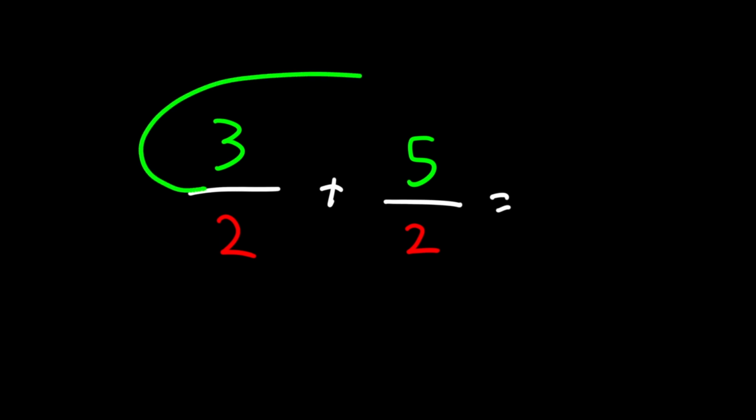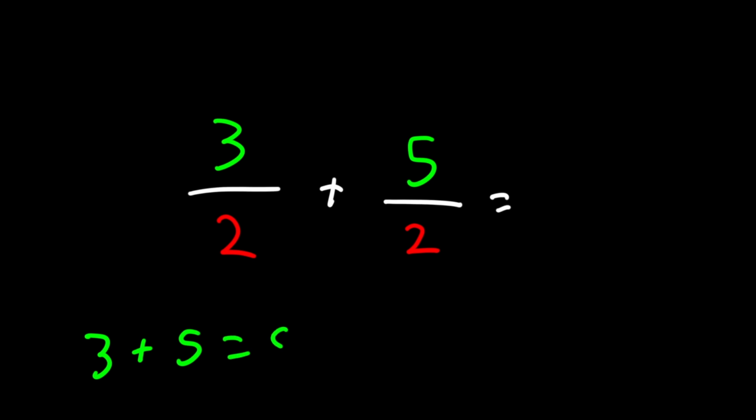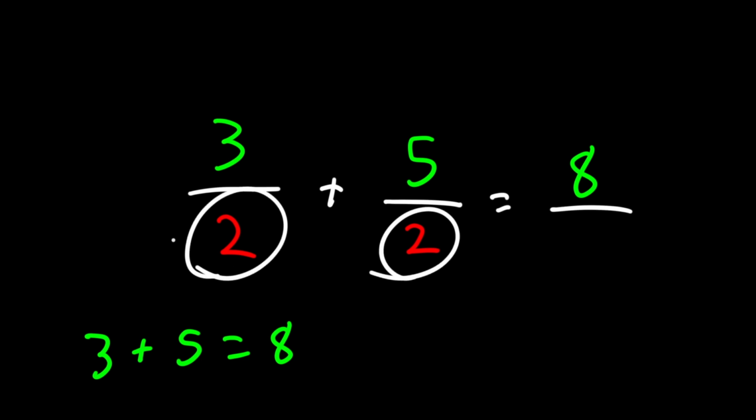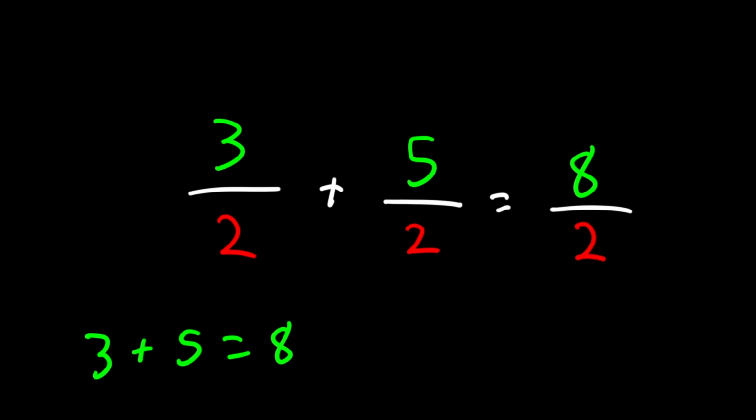So what we're going to do is take the numerators and add them together. 3 plus 5 is 8. So that means the numerator is going to be 8, but the denominator, we're going to leave alone. We're not going to add them. The denominator is going to stay 2.